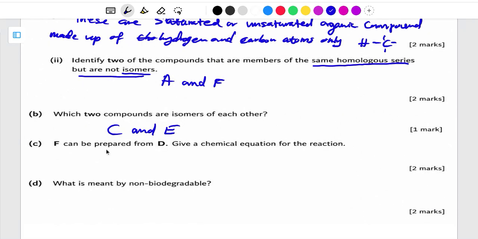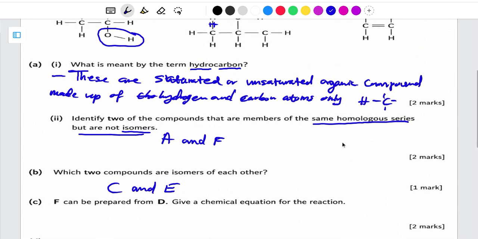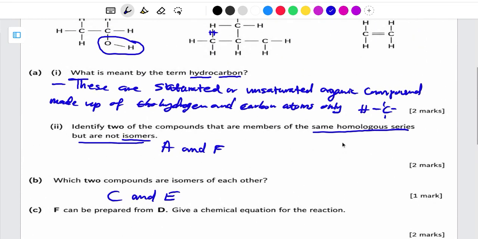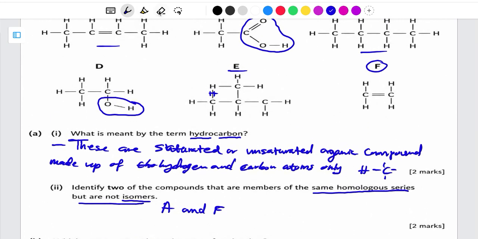Then F can be prepared from D. Give a chemical equation for the reaction. So we are preparing F from D. So what are we having on F? On F we are having an alkene because of a double bond. Then on D we are having an alcohol.